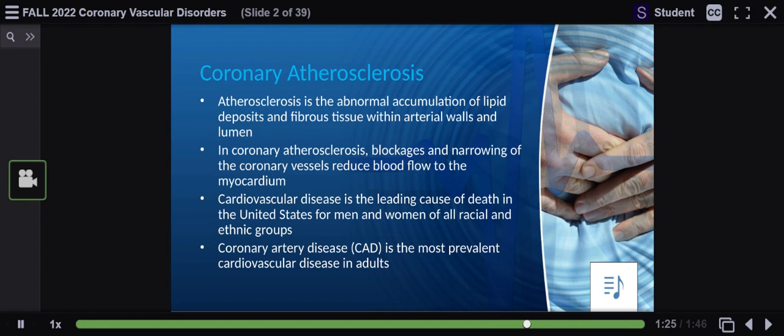The key point that you need to know by now is that coronary artery disease is one manifestation of atherosclerosis, okay? CAD is also prevalent in an estimated 15.4 million people over the age of 20 and is the most common cause of heart disease.